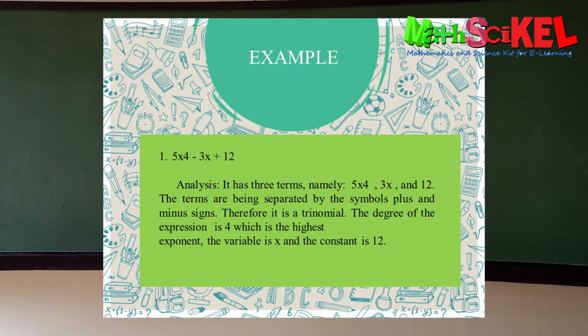Let us study the following examples. Number 1. 5x to the 4th power minus 3x plus 12. It has three terms, namely 5x to the 4th power, 3x, and 12. The terms are separated by the plus and minus signs. Therefore, it is a trinomial. The degree of the expression is 4, which is the highest exponent. The variable is x and the constant is 12.